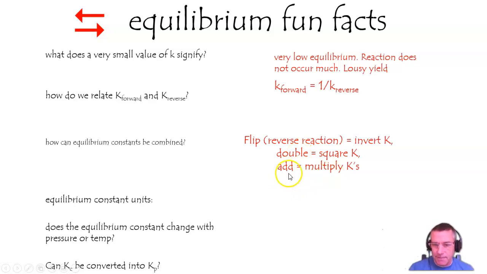And finally, if you're going to add different equilibrium constants, you better multiply those K's to come up with a new reaction. So that means if you're adding two different reactions, you have their K values, and you want the new K value, just multiply them.